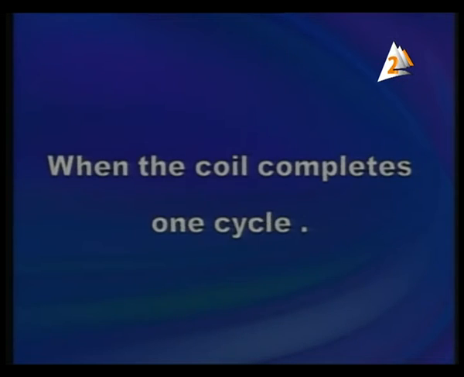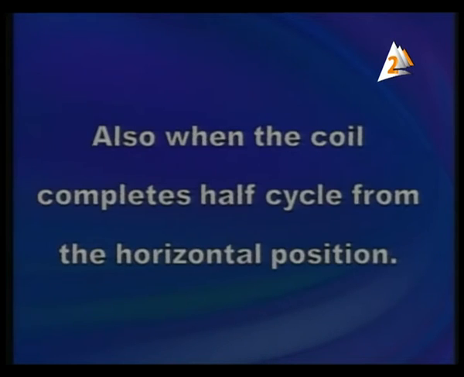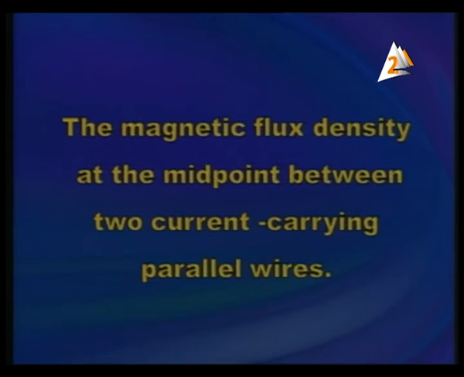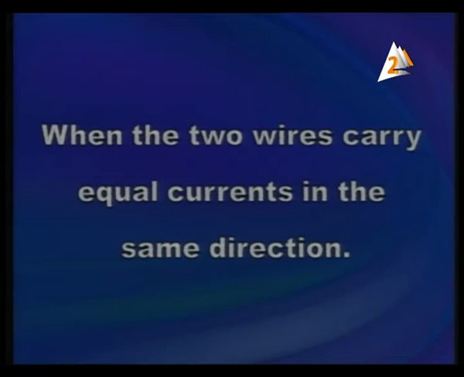When the coil completes one cycle. Also, when the coil completes half a cycle from the horizontal position. When does the magnetic flux density at a midpoint between two current carrying wires equal 0? At the midpoint, it happens when the two wires carry equal currents in the same direction.